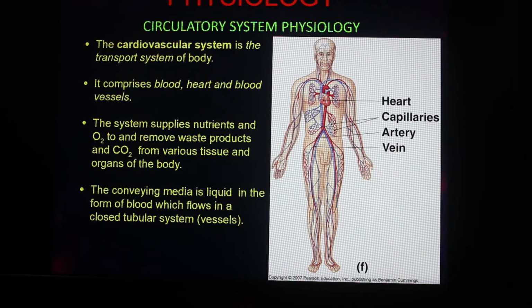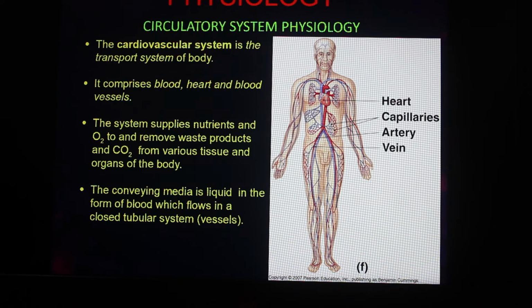Our next system of the body that we will go over in terms of physiology is the circulatory system. The cardiovascular system is the transport system of the body. It comprises blood, heart, and blood vessels. The system supplies nutrients and oxygen to, and removes waste products and carbon dioxide from, various tissues and organs of the body.